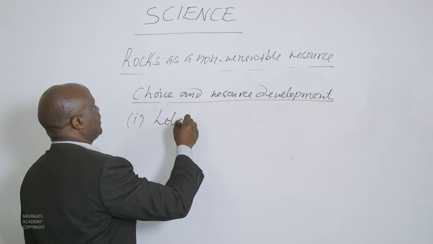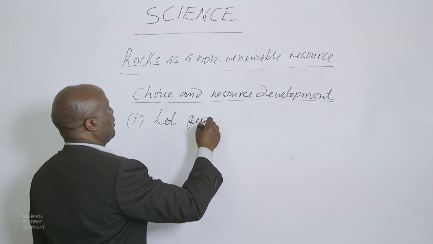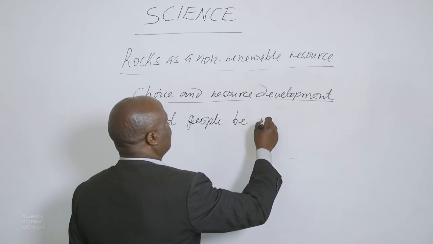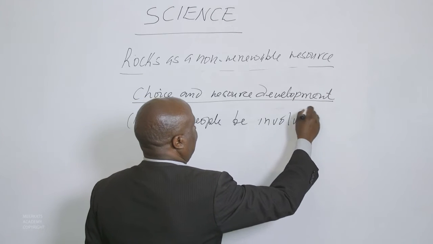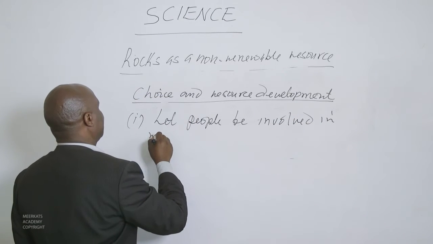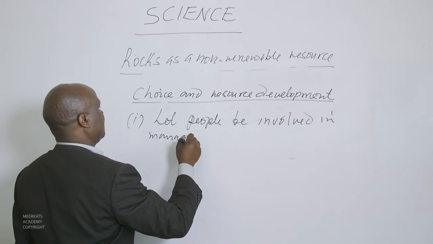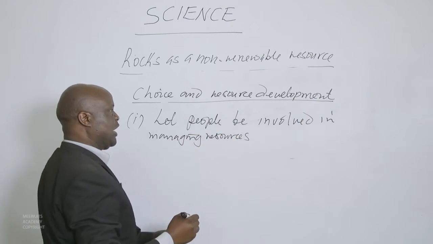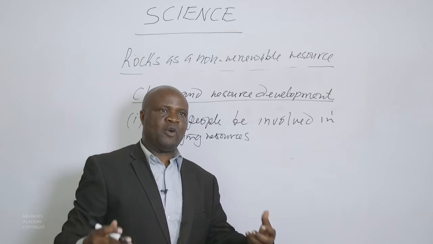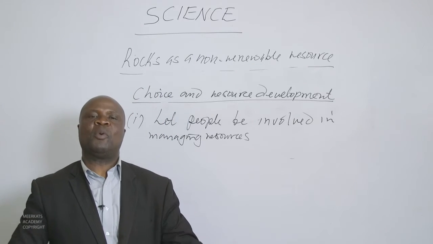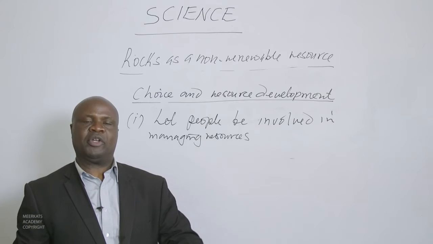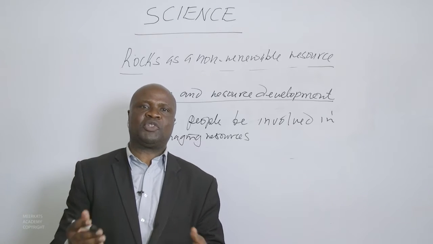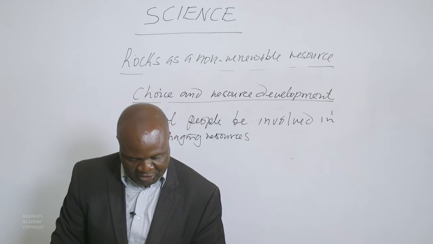Let people be involved in managing resources. When the government involves people in managing resources, the people will own up that process as their own. Therefore, it will be upon them to ensure that the resources are managed well.